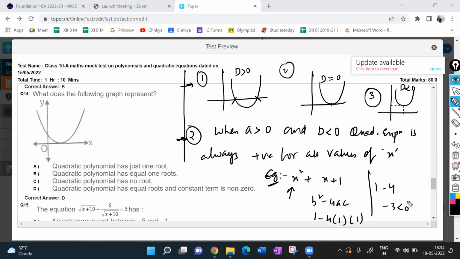Minus 3 is less than 0. Now, when a is greater than 0 and D is less than 0, the quadratic expression is always positive for all values of x. So that is the condition. Again, the proof, everything you'll be learning in class 11th, but just keep this in your mind. I taught this long back when we were learning quadratic equations. So now have this with you.